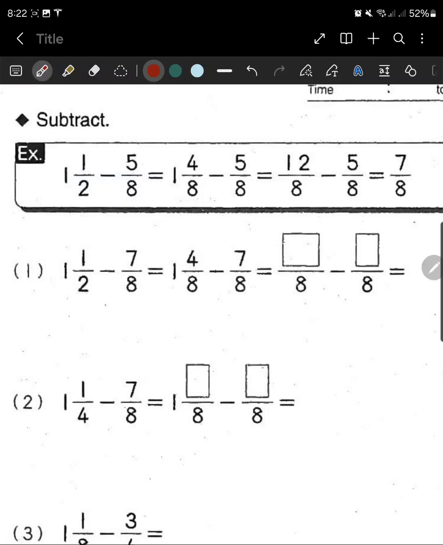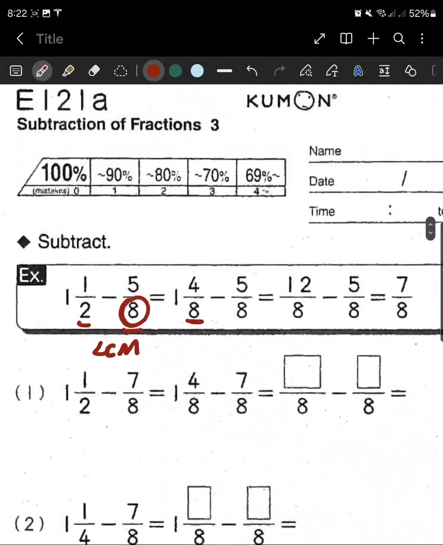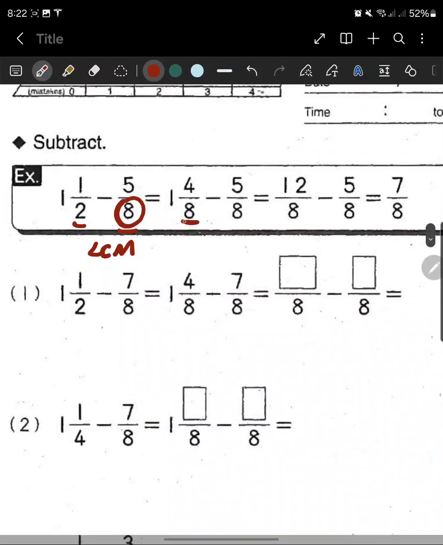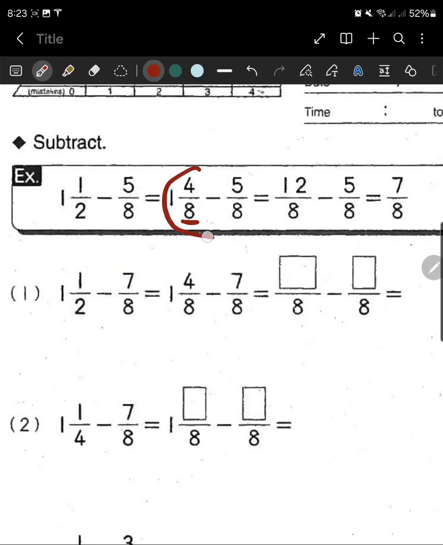Okay, so why do we have the 8 again? It's because the other denominator is 8, and 2 and 8, their LCM. If you guys don't know what LCM is, refer to the previous video, where we talk about LCM. The LCM is least common multiple. So for 2 and 8, their least common multiple is 8. All right, so that explains why we're getting 1 4 over 8 and subtracting 5 over 8 right here.